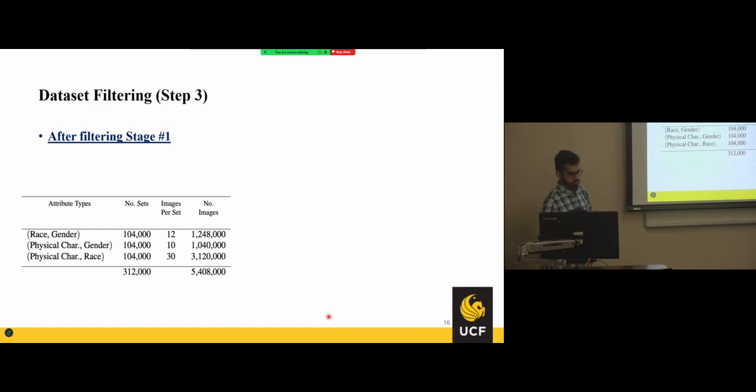After stage filtering 1, this is what we saw before. The total number of images that they were able to gather was 5.4 million images across 312,000 sets across 3 intersectional bias pairs. After filtering using CLIP on stage 1, they were able to filter out the majority of the set, and that reduced from 312,000 to 21,000. And as you can see on the right, 87% of the images from race gender pair were filtered out, same as 93% for physical characteristics and gender, and 99% of images for the physical characteristics and the race.